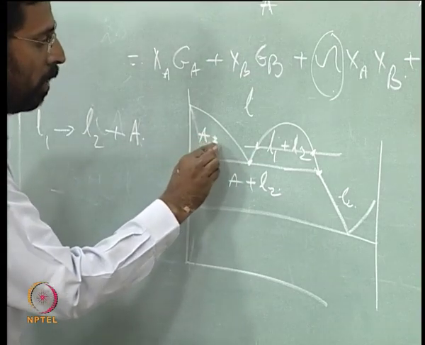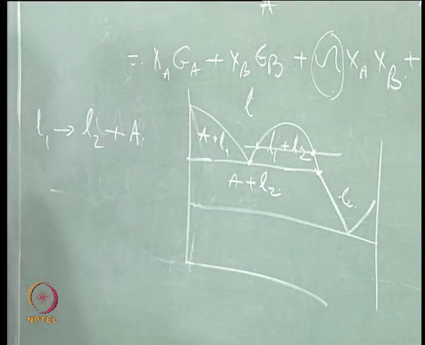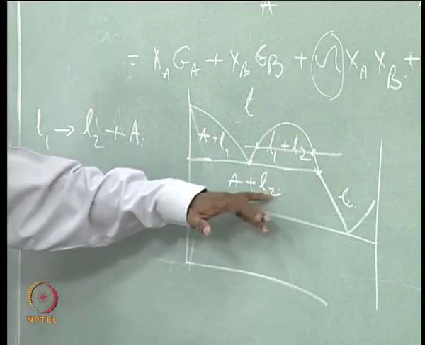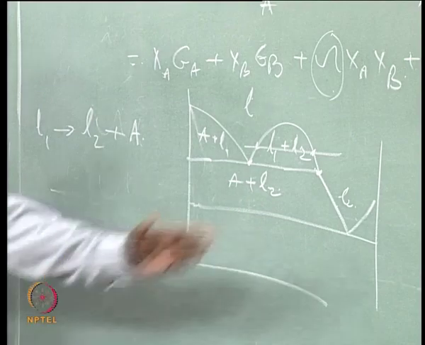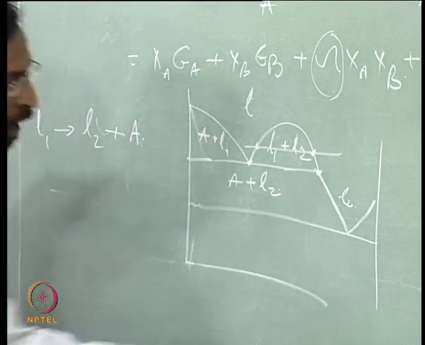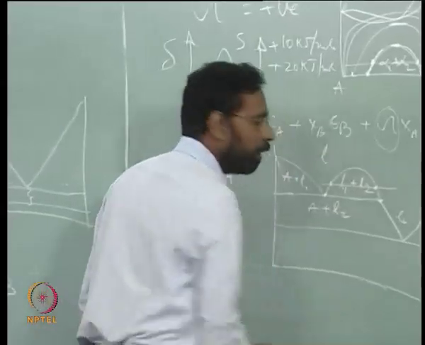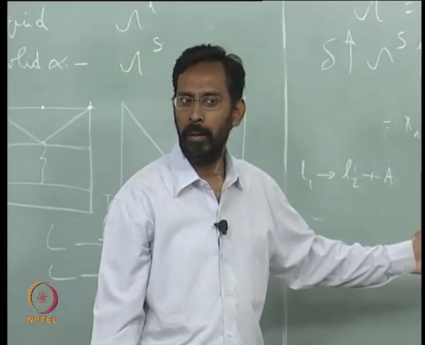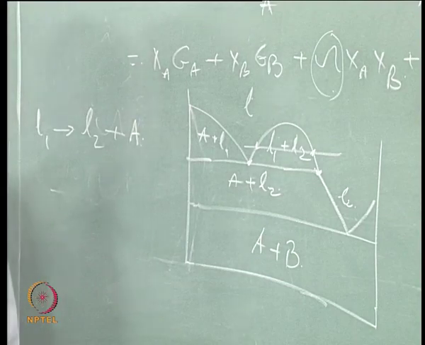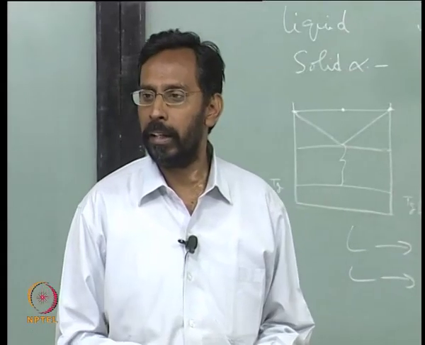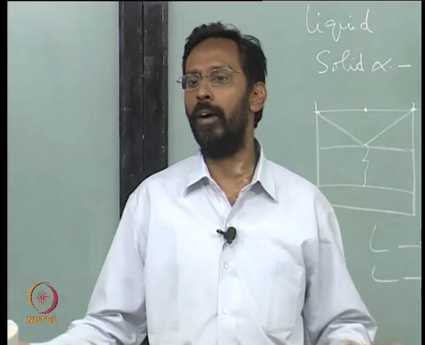So, liquid gives you, and what is this phase field? A plus L1. So, you will have A plus L2, and this L2 will undergo a eutectic reaction or a peritectic reaction. In this particular case it is a eutectic reaction, and as a result, below that eutectic reaction what will you have? A plus B simply. That is how we can see. Whereas if it is only a eutectic reaction or a peritectic reaction, you need not have another reaction.